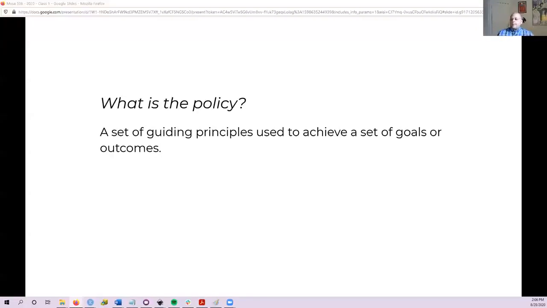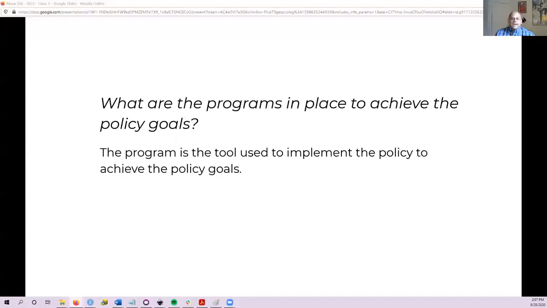Of course, what's interesting about policies is that sometimes different policies can support the same policy goals. Policies can change dramatically from administration to administration or across geographic locales. But we need to start with, what are the goals that we're trying to achieve here? And then we start asking, what are the programs in place to achieve those policy goals? And the program is the tool that's often deployed to achieve those policy goals. And this is where the operational decision-making comes into play.